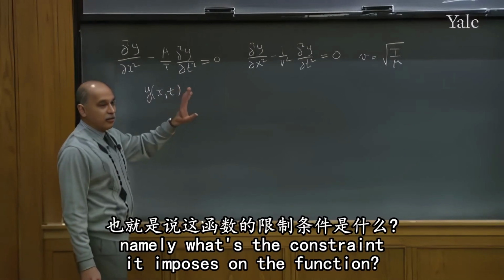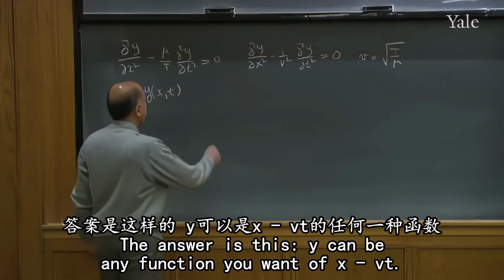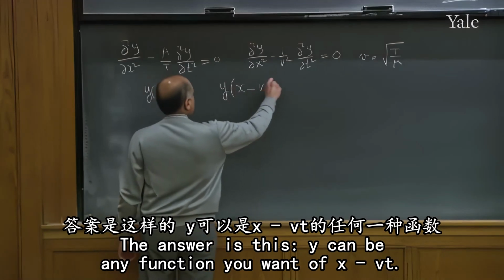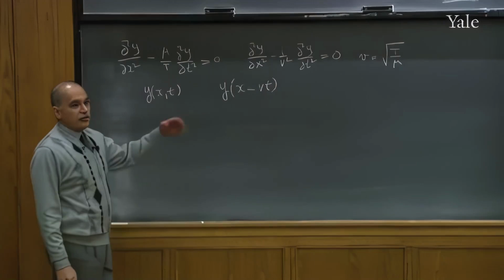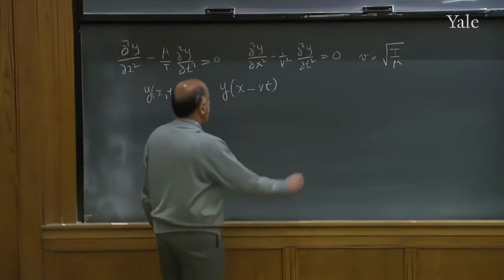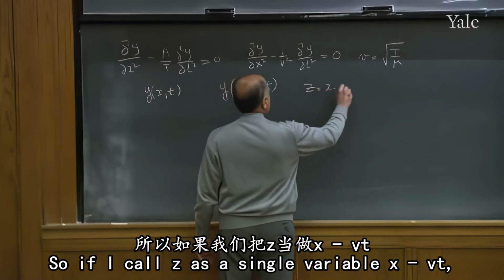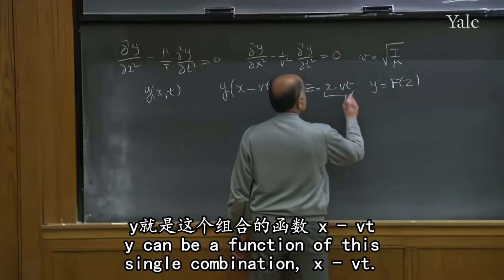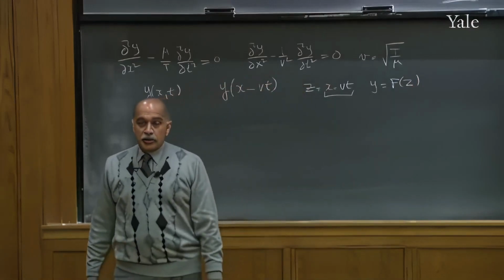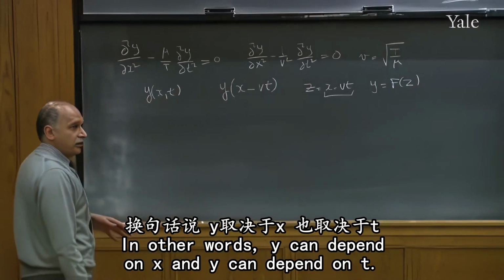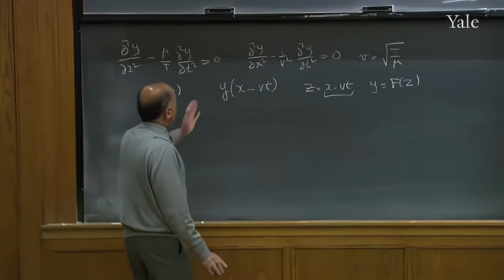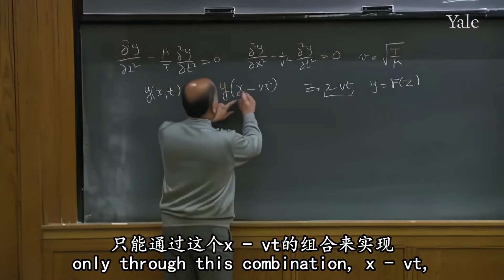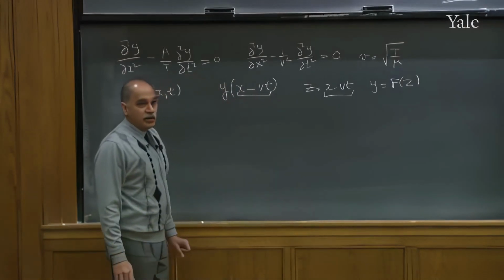Namely, what's the constraint it imposes on the function? The answer is this. y can be any function you want of x minus vt. I don't care what function it is. So if I call z the single variable x minus vt, y can be a function of this single combination x minus vt. In other words, y can depend on x and y can depend on t. If it depends on x and t in an arbitrary way, of course it won't satisfy this equation. But I'm telling you that if it depends on x and t only through this combination, x minus vt, it'll satisfy the wave equation.